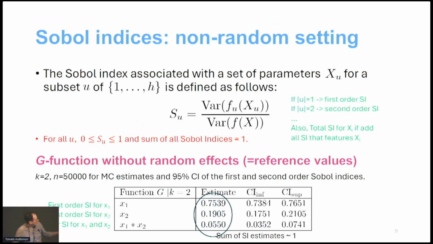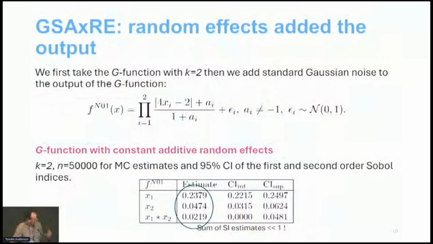So basically, you get the classical properties of Sobol indices, which should sum to 1 and should be between 0 and 1. So for the non-random setting, the use of Sobol index has been proved for a long time. But when you add random effect to your output, then it becomes quite ugly. As you can see, the Sobol indices no longer sum to 1. And basically, the Sobol indices are unable to grasp the fact that you have some random noise in your data.